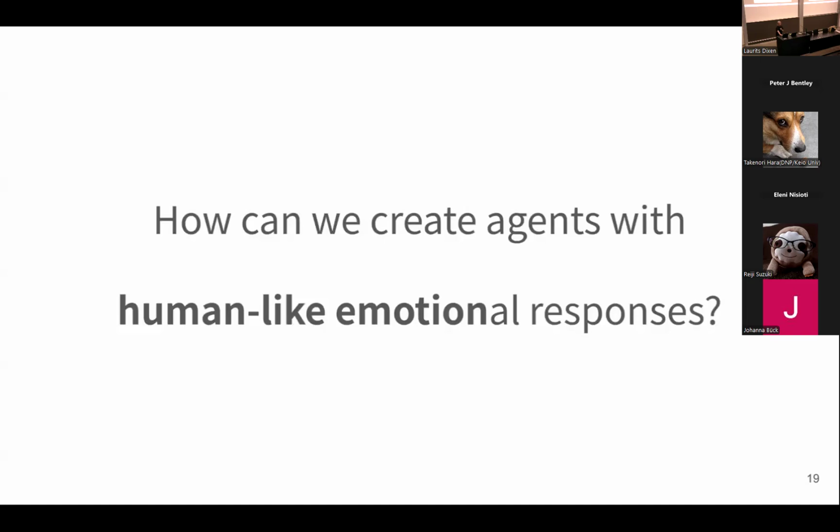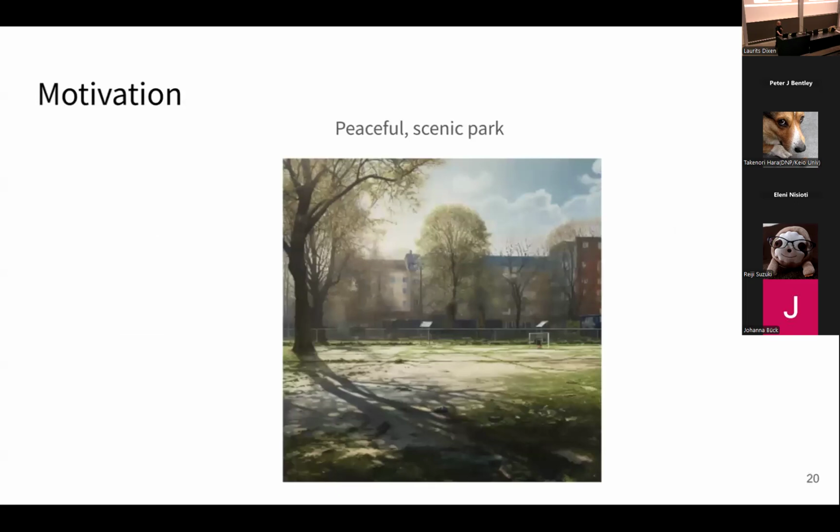So the question is, how can we create agents with human-like emotional responses? This was motivated by this example. Here we see a picture of a park, and on first glance, you might think, oh, it's a peaceful, scenic park. And when you give this image to an LLM, it's going to say peaceful, scenic park.